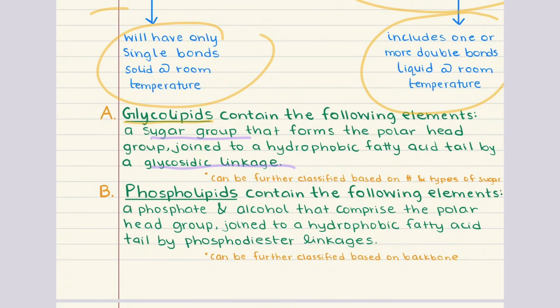We can further classify glycolipids based on how many and what types of sugar they contain. We're going to get to that shortly. But second, we have phospholipids. These contain a phosphate and an alcohol in the polar head, and they're joined to a fatty acid tail through phosphodiester linkages. Phospholipids are the main component of the membrane bilayer, like we said earlier, and they can be further classified based on their backbone structure.